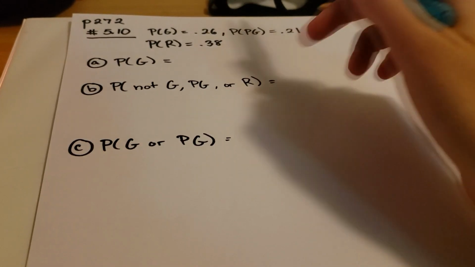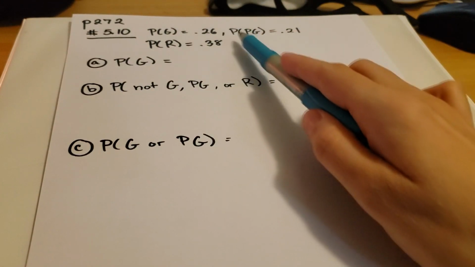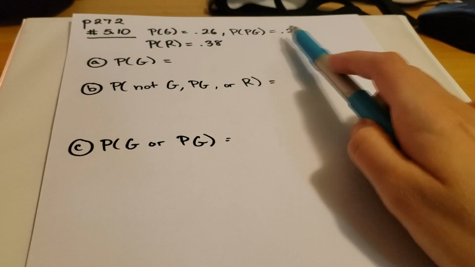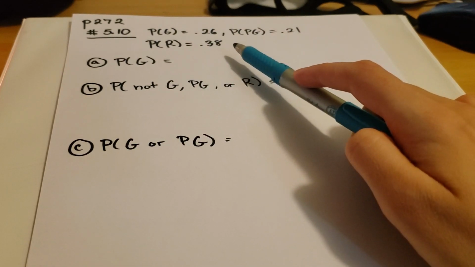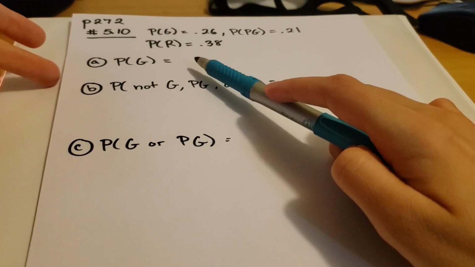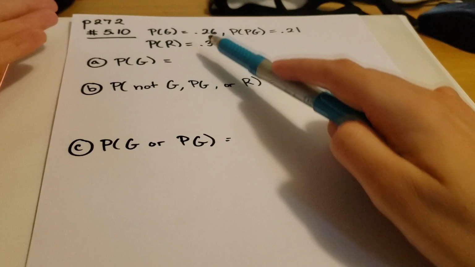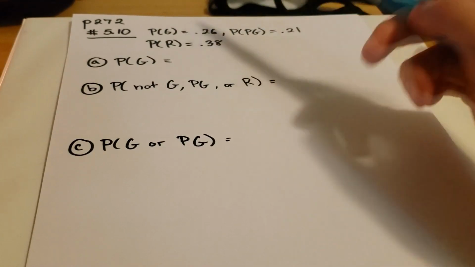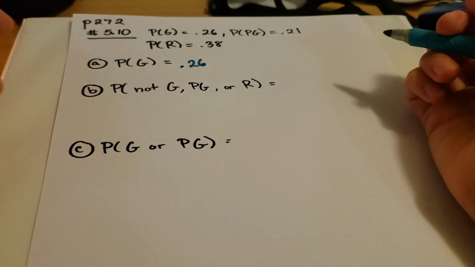The probability of getting a movie that's rated G is 0.26. Probability of getting a PG movie is 0.21. And probability of getting an R-rated movie is 0.38. Now part A asks us, what's the probability of getting a movie that's rated G, right? And they already gave that to us in the initial part of the problem. It's 0.26. Right, so that's not bad.